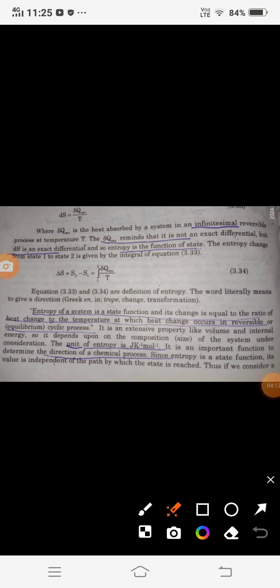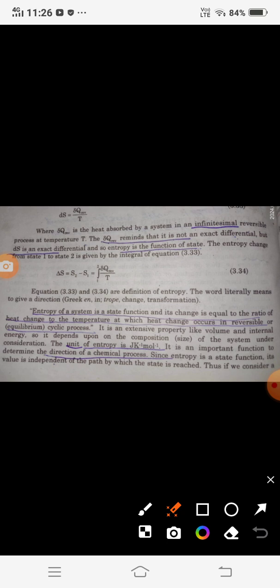We have derived the formula for the entropy as heat divided by temperature. Heat is a change variable in the reversible process, so it is not an exact differential. The exact differential in the above equation is the entropy. Entropy can be further written in this form where delta S is equal to S2 minus S1, and the range applicable here is from 1 to 2.